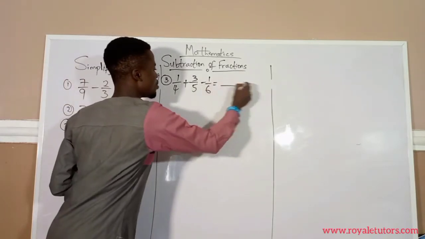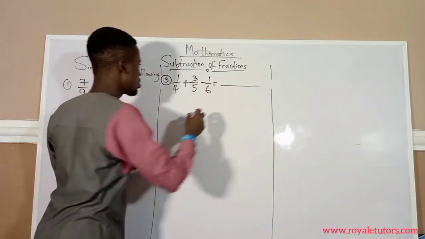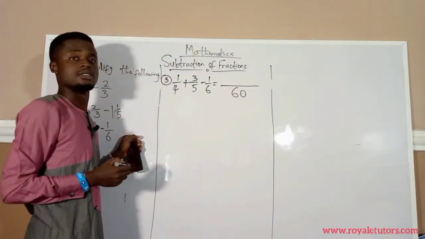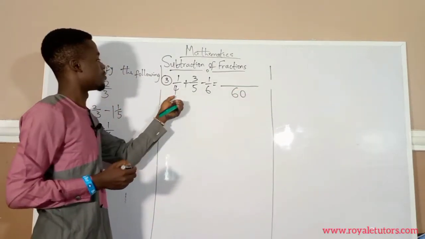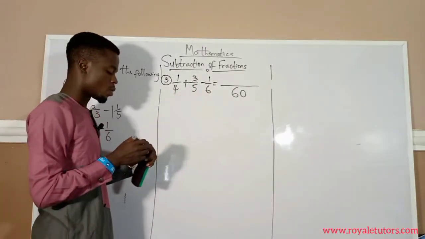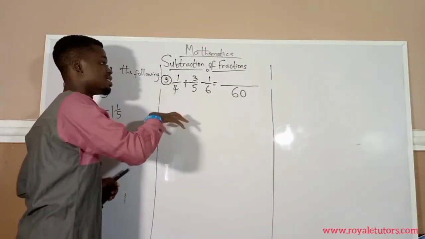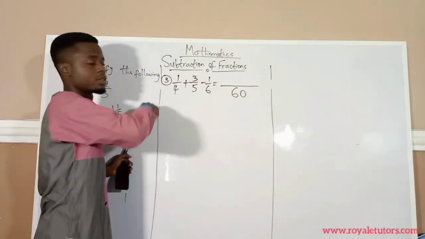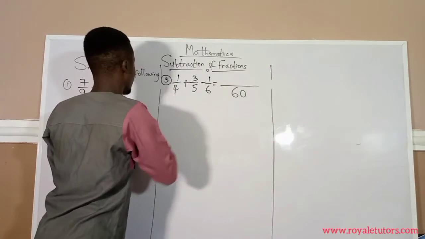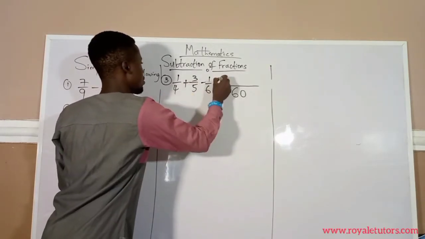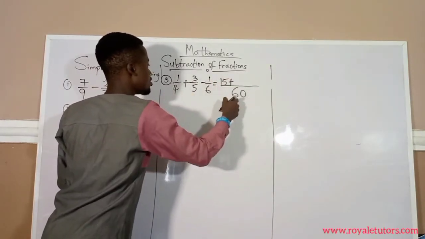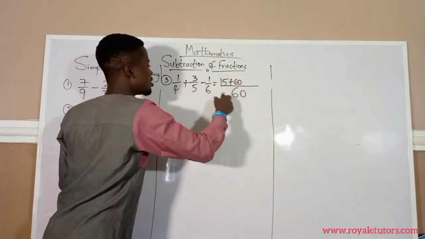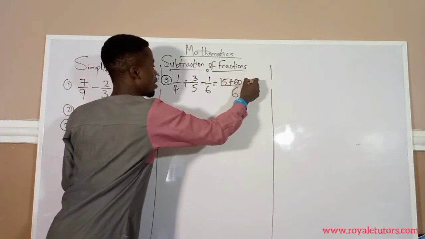If you find the LCM, you are going to get 60. Yes, the LCM is going to give us 60. 60 is divisible by 4, divisible by 5, divisible by 6. Don't forget, when I was treating LCM, I mentioned that it is the lowest number that is divisible by whatever numbers you are finding the LCM of. Okay, so you do 60 divided by 4, that's 15. 15 multiplied by 1, 15. 60 divided by 5, that's 20. 20 multiplied by 3, 60. 60 divided by 6, that's 10. 10 multiplied by 1, 10.